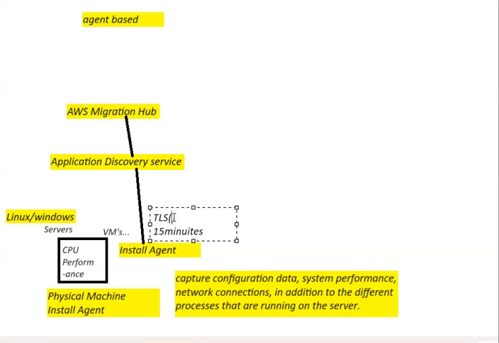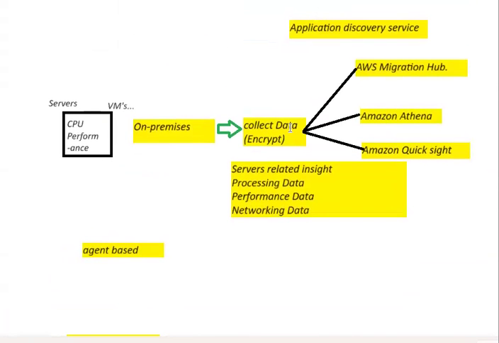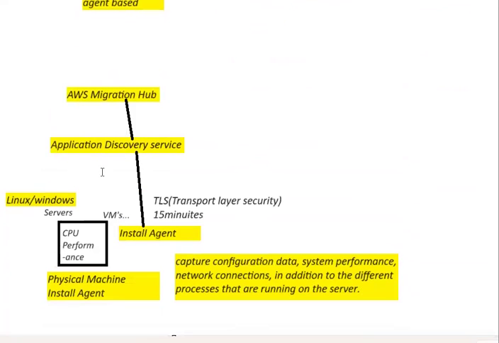Whereas this TLS indicates transport layer security. So through this TLS, this agent can communicate or transmit your data to application discovery service. You can manage the data under Migration Hub every 15 minutes. So this is how agent based data collection happens in your application discovery service.